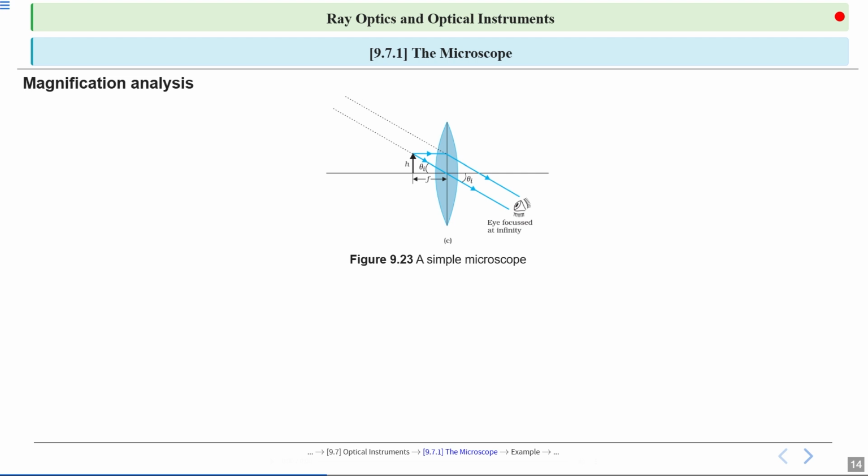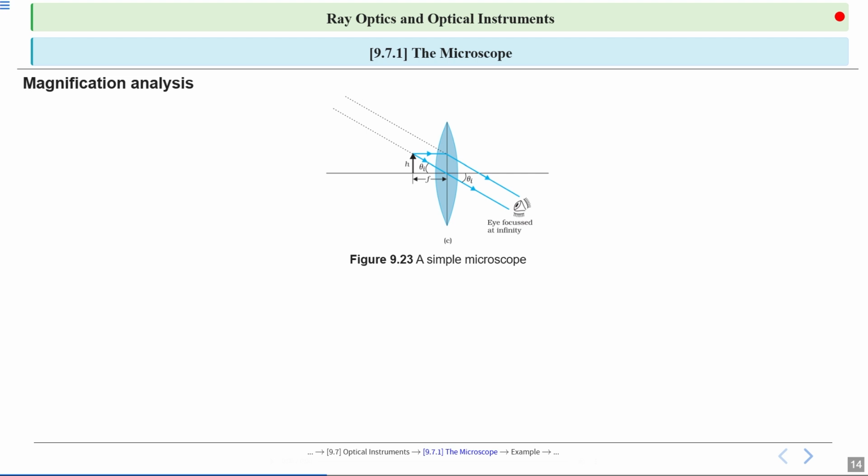Okay, so the object is placed at the focus, at a distance equal to the focal length. So the eye is relaxed here, and the image is formed at infinity. So the angle subtended by the image at the eye is theta I here. But the angle subtended by the object at the eye is not theta I. Even in the diagram it looks like theta I, but it is not actually theta I.